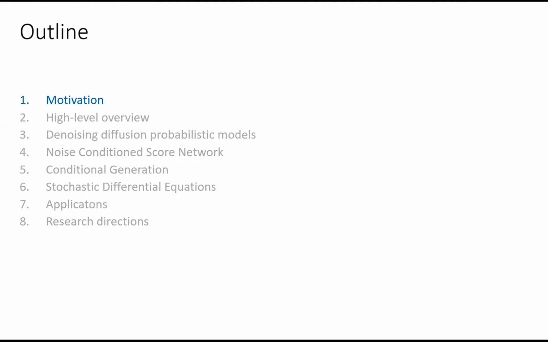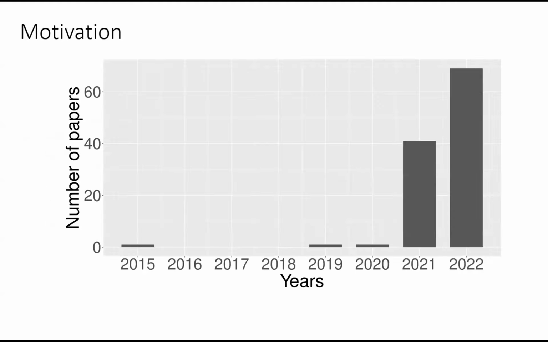Okay, so motivation. For diffusion models, I think the first paper appeared in 2015, then there was nothing in '16, '17, '18, then there was something in '19, '20, then all of a sudden in '21 there were lots of papers, then in '22 many papers, and it continues. So it's a big jump in the number of papers on this topic.